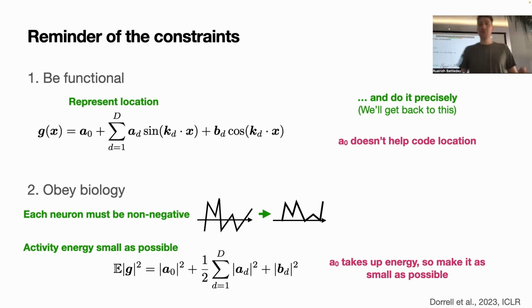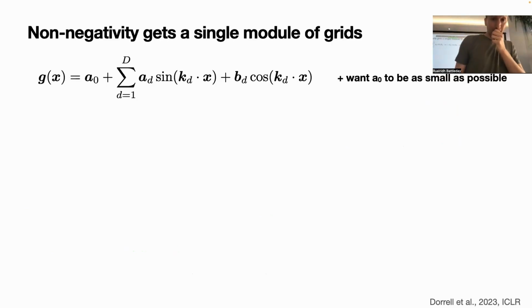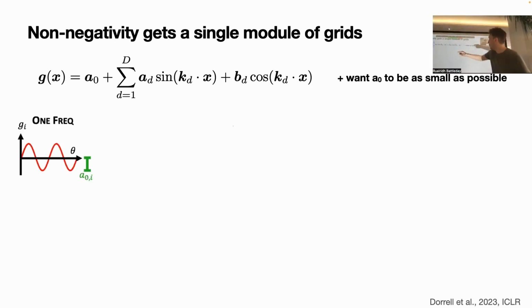Those are things we know, but we're now going to think about how non-negativity might interact with all of this as well. Again, I'm just going to try and offer some intuition. We know we've got this functional form, plus we know we want A0 to be as small as possible. We're going to try to understand how non-negativity interacts with this by considering a single neuron, which is one element of this vector. And at this moment, we're just going to give this one element a single frequency.